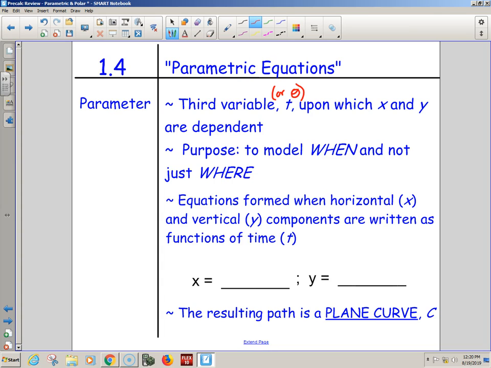And more specifically, now we have, I can show this. X is going to be its own function of time, and y is going to be its own function of time or function of theta, either way.